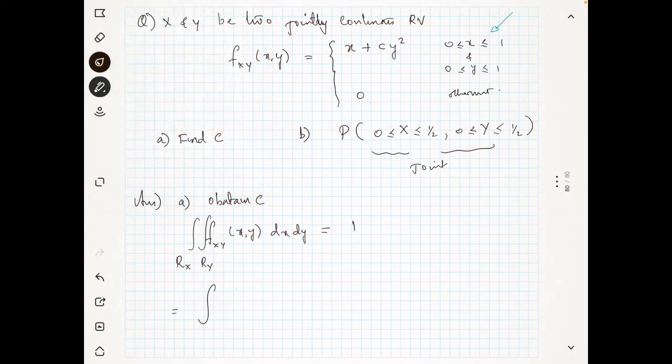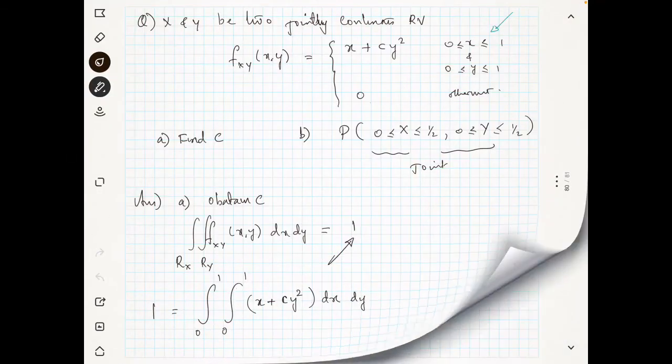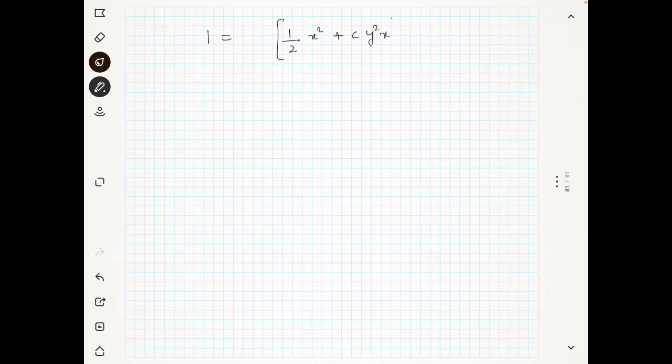We will integrate over x and y, and our function is x plus c y square. First we integrate with respect to x, where x changes from 0 to 1, and then with respect to y, where y changes from 0 to 1, and this integral will be equal to 1. So 1 is equal to the integral from 0 to 1 of x plus c y square dx dy. If you integrate x, you will get half x square, plus c y square, which is a constant with respect to x, so you get c y square into x. Now you have this variable, and this is for y.